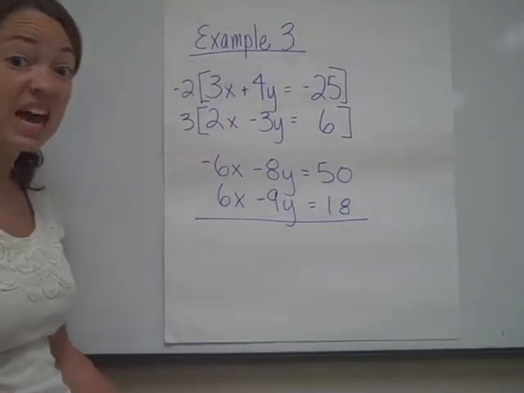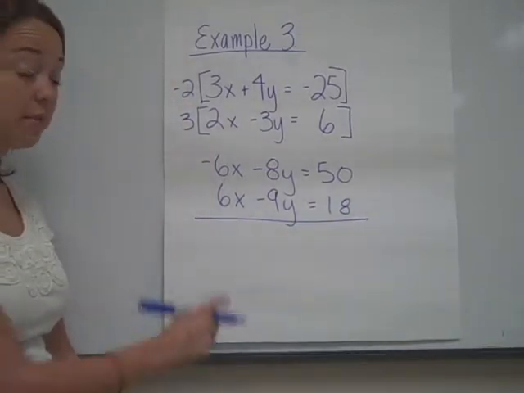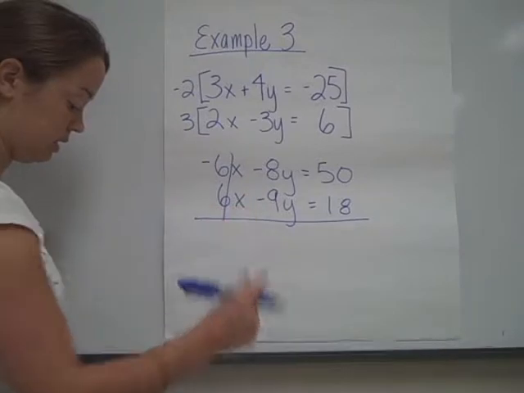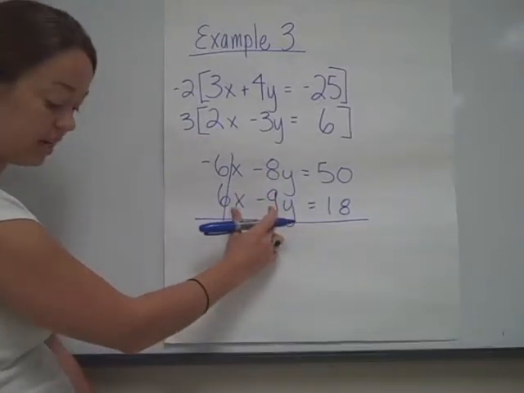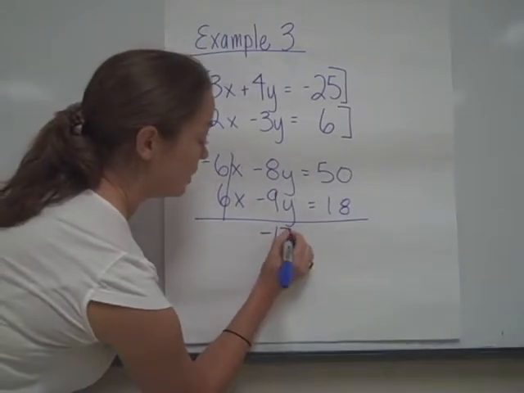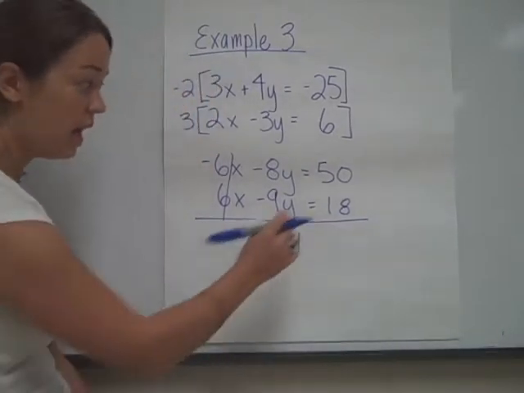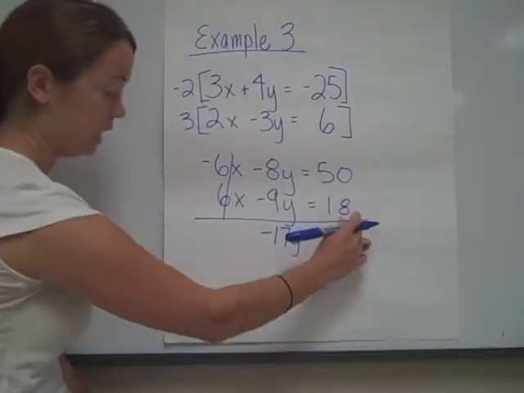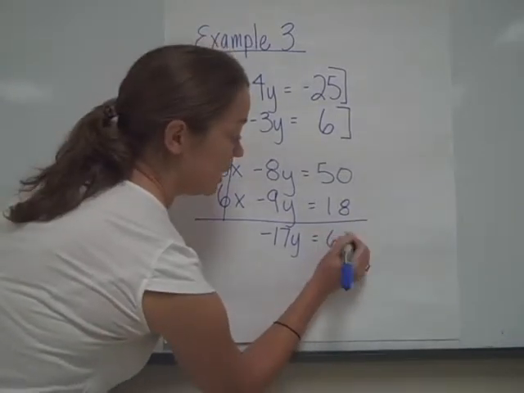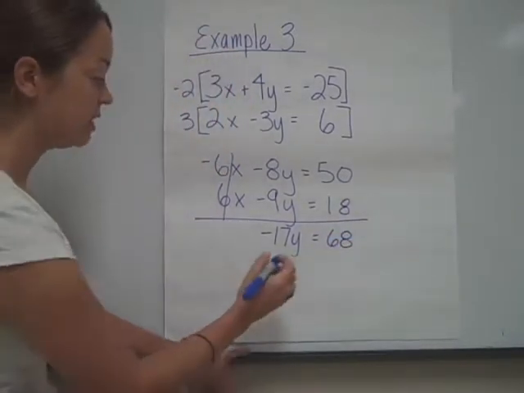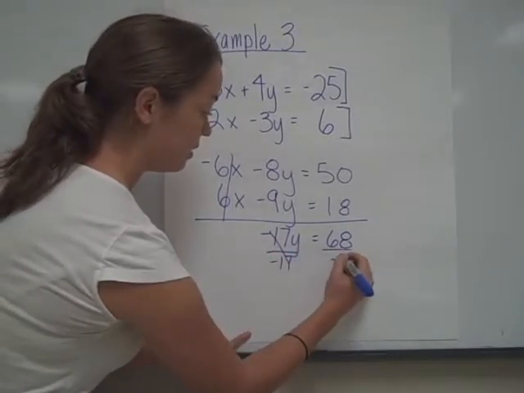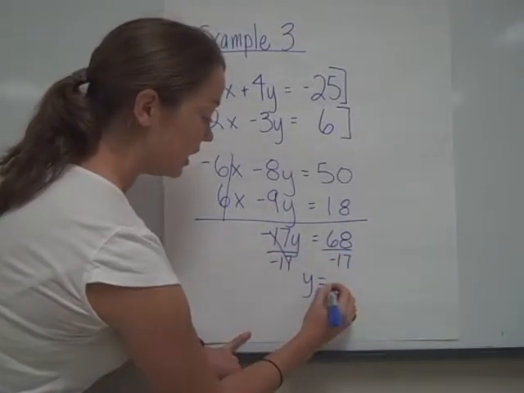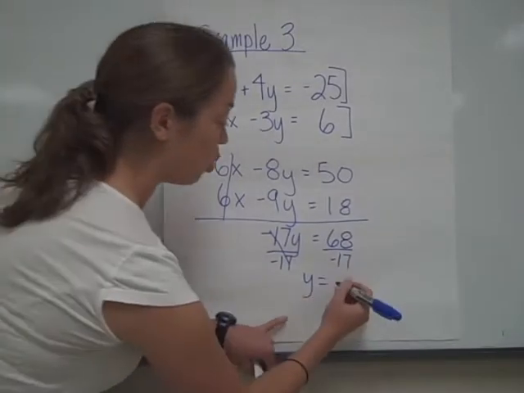Now I have something that I can eliminate. So in this case, I'm going to eliminate my x's. Now, -8 plus -9 gives me -17y, and 50 plus 18 gives me 68. Dividing by -17, I get y equals -4.